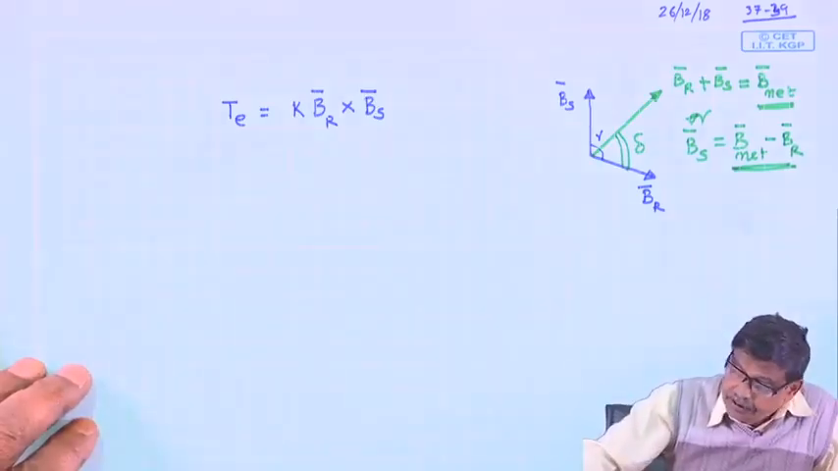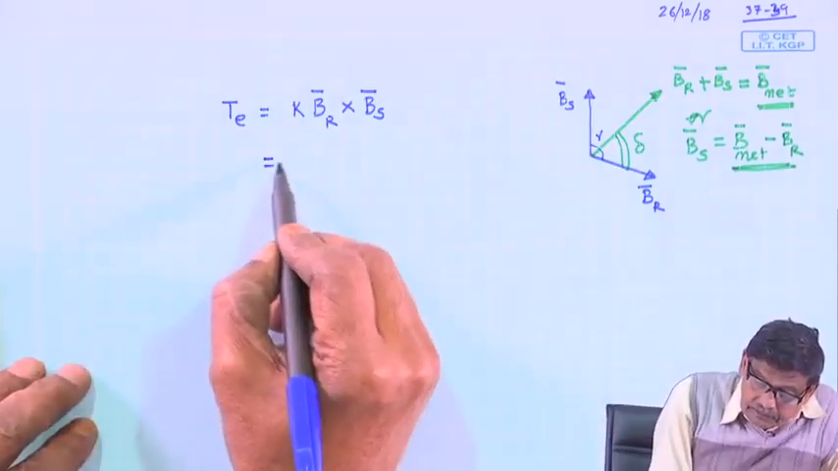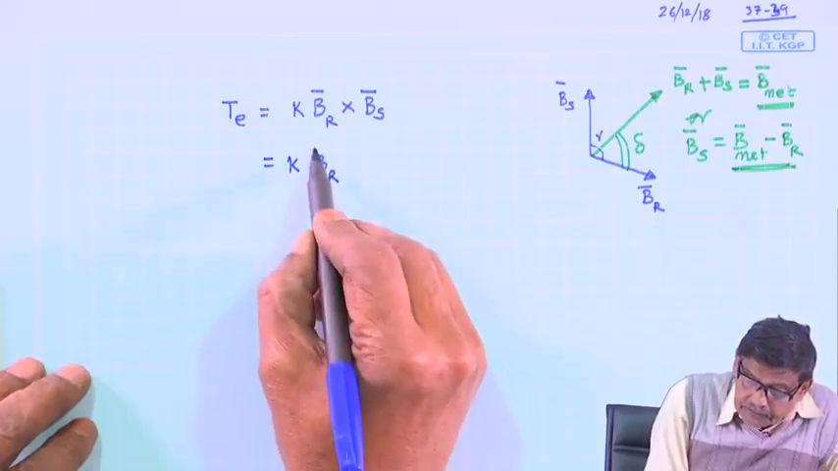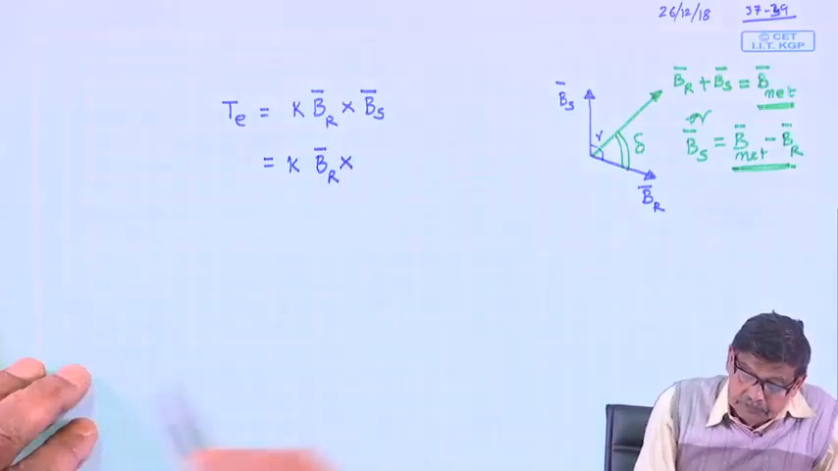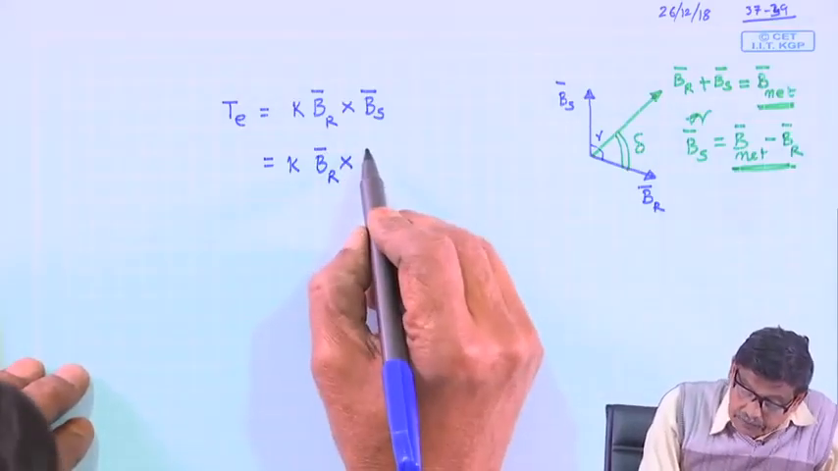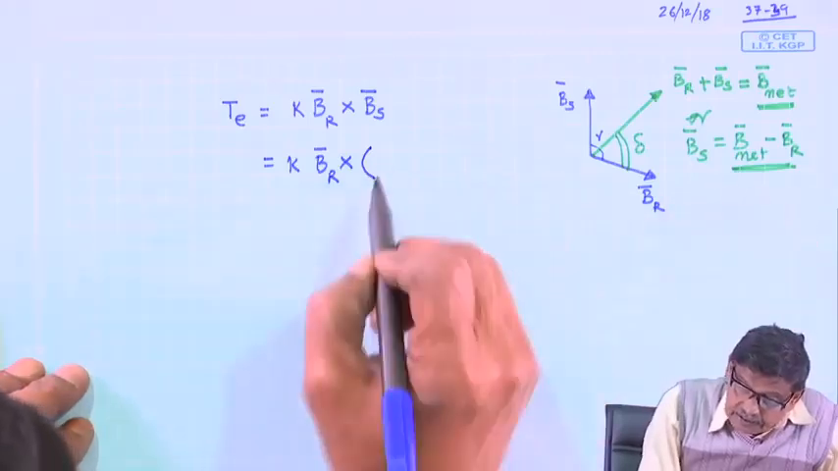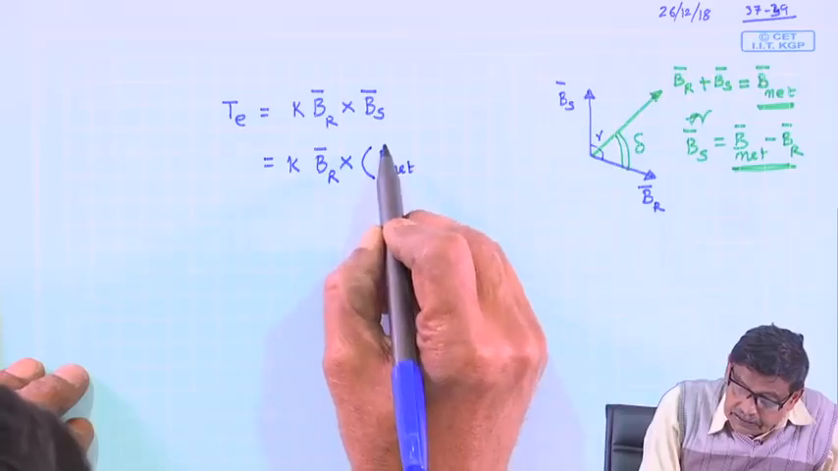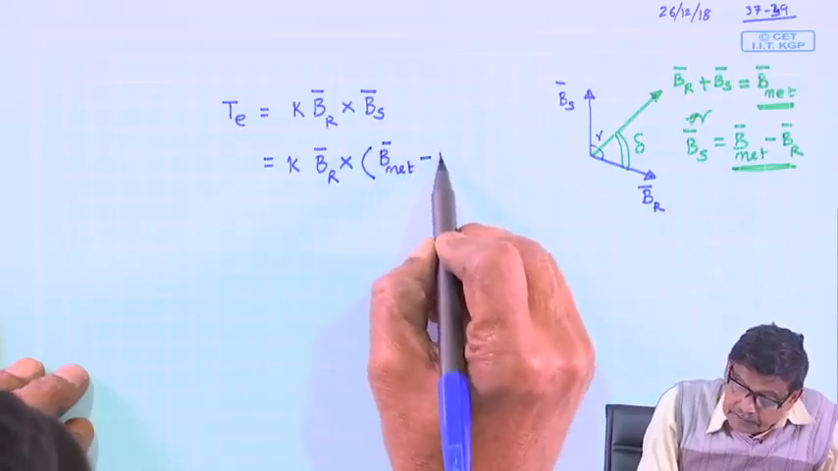So, this will then be k B r cross, vector multiplication, B s. B s is nothing but B net minus B r.